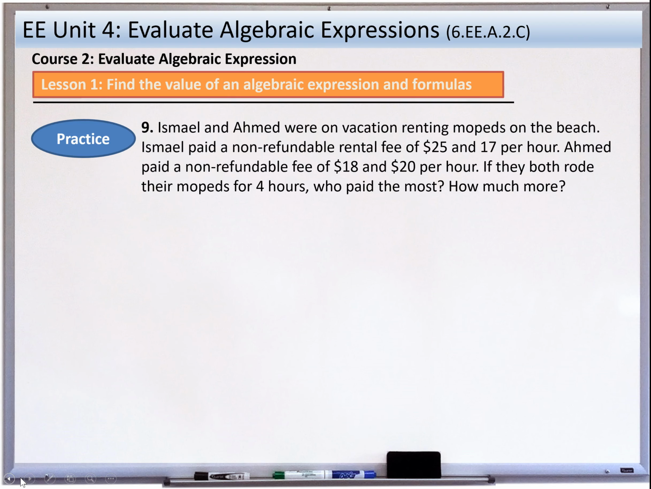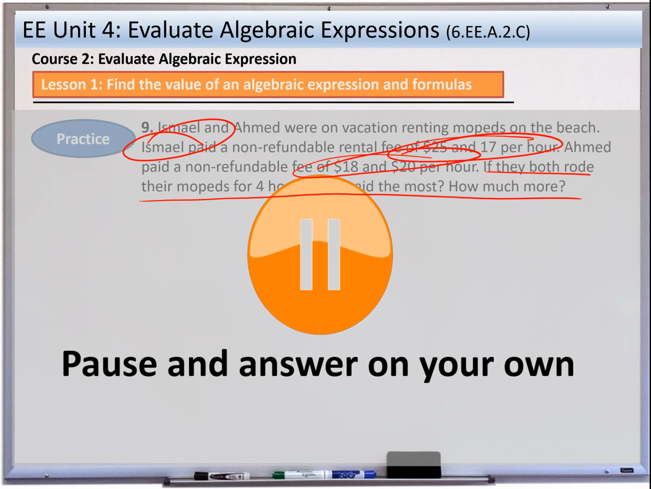Let's get started. All right, we have a real world problem here where Ismail and Ahmed were on vacation, renting mopeds on the beach, and they both rented mopeds. Ismail paid a non-refundable 25 plus 17 per hour, and Ahmed 18 and 20 per hour. The question is, they both rode their mopeds 4 hours. Who paid the most and how much more? So go ahead and answer that question. And again, I hope you've already done so.